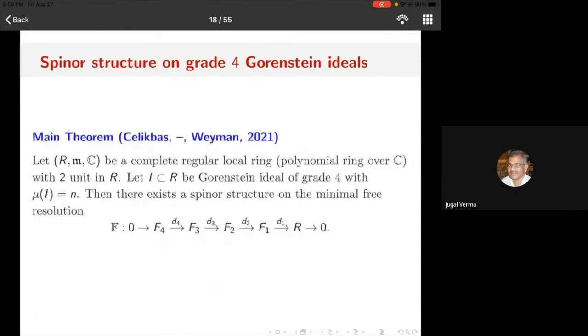In my joint work with Seligpas and Weiman, we have proved the existence of Spinor structure for resolutions of codimension 4 Gorenstein rings. We have proved it over any algebraically closed field, but here I mention it over the complex numbers. Here R is a complete regular ring.